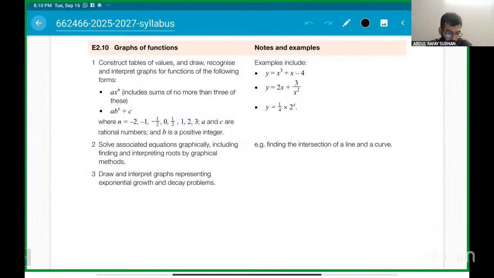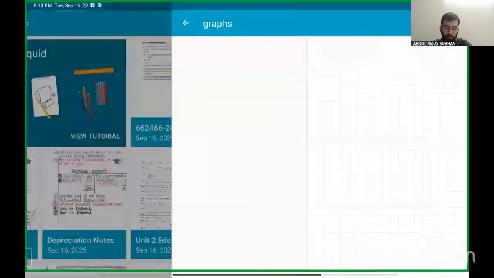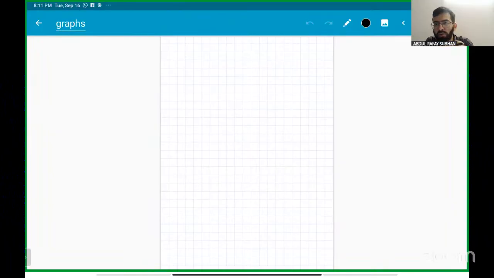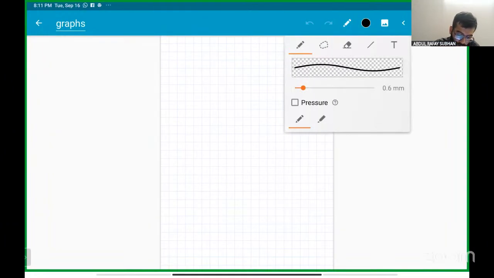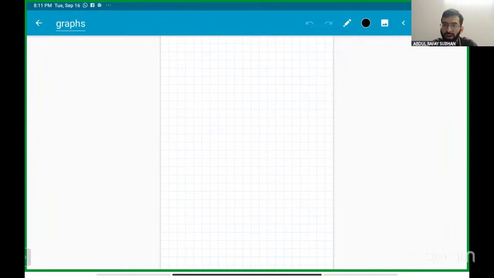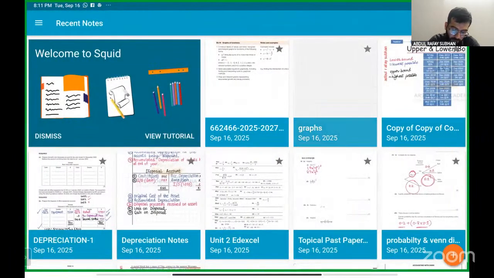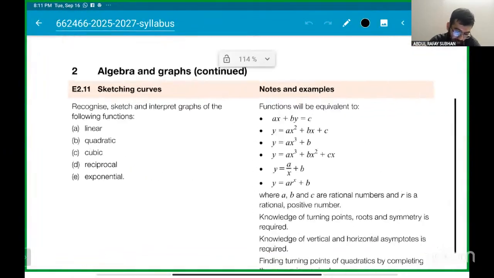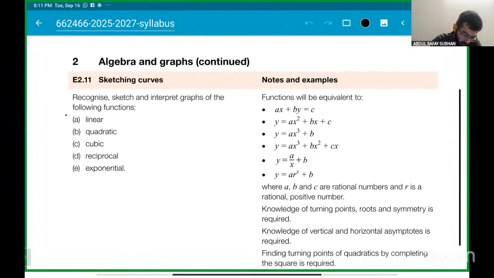What we need to understand from the graphs perspective, from the syllabus perspective, students, is that there are five different types of graphs that you should know, that we will have to sketch, and we will have to solve questions related to them. A lot of concepts are involved in the graphs chapter as well. So the five different types of graphs that students should know are basically linear, quadratic, cubic, reciprocal, and exponential graphs.